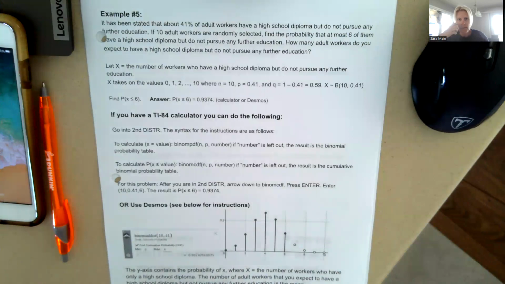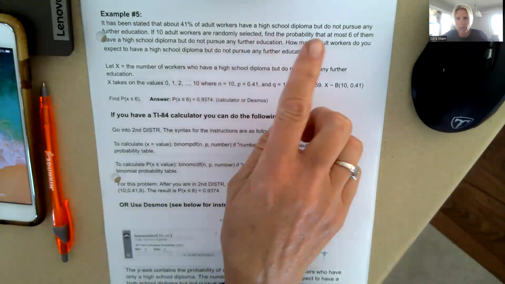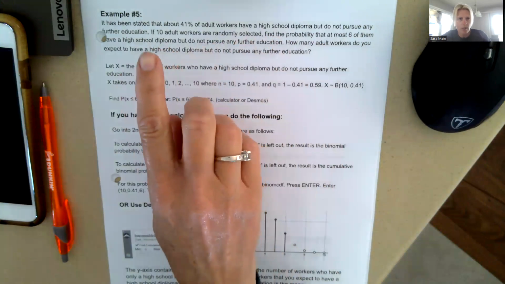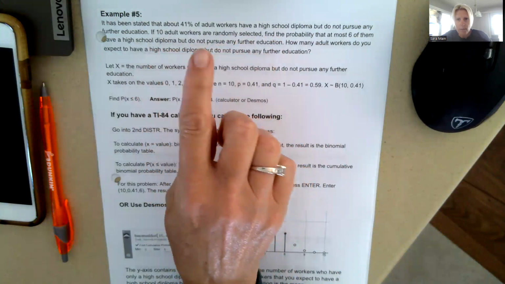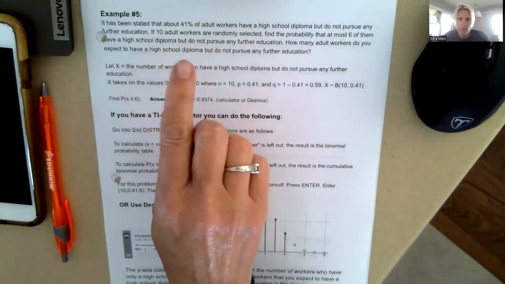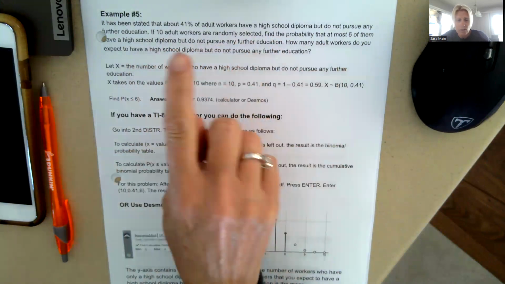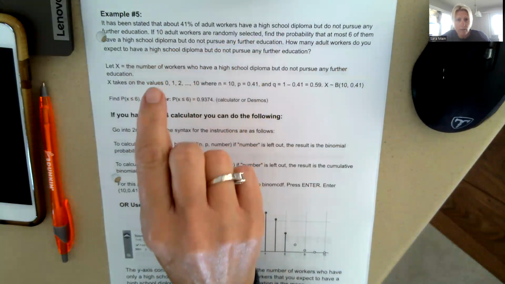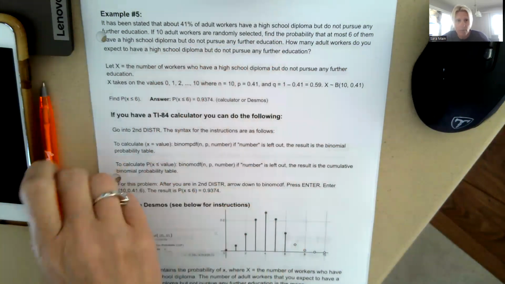It says, it has been stated that about 41% of adult workers have a high school diploma, but do not pursue any further education. If 10 adult workers are randomly selected, find the probability that at most 6 of them have a high school diploma, but do not pursue any further education. How many adult workers do you expect to have a high school diploma, but do not pursue any further education?